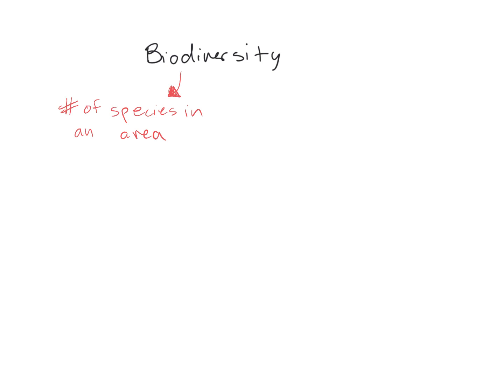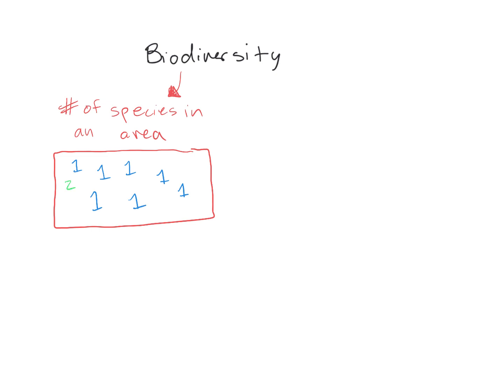So I've got a plot of land here. Okay, I'm going to go in and survey all the different kinds of trees, and I'm just going to use numbers. So we've got tree 1 found in all these spots. Tree 2 is found all over here. And then tree 3, we found one of those.